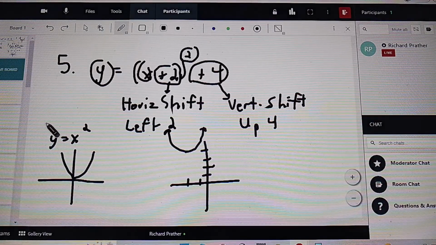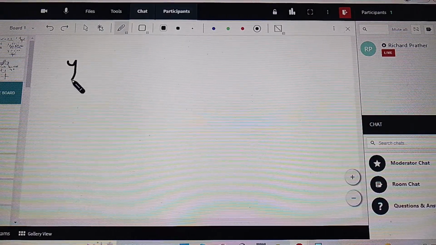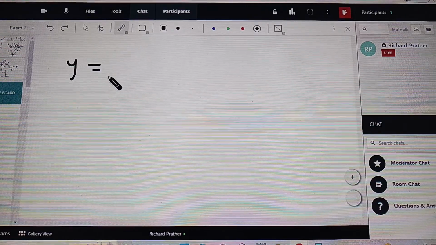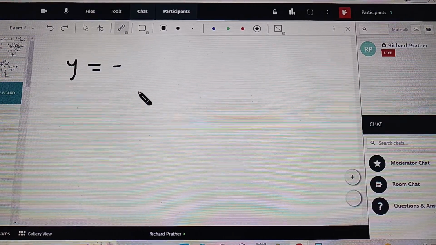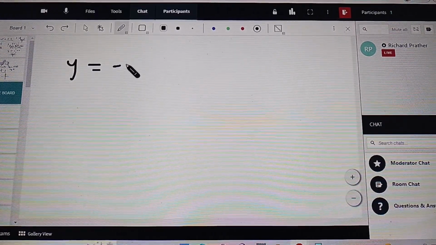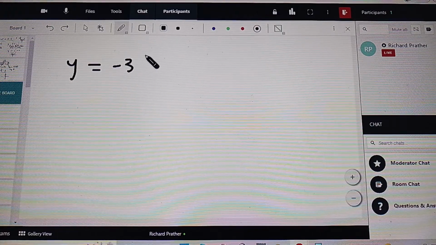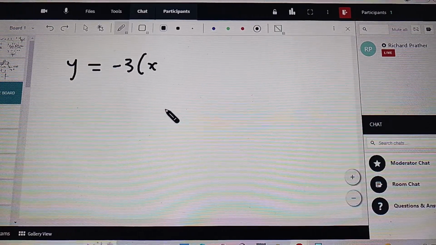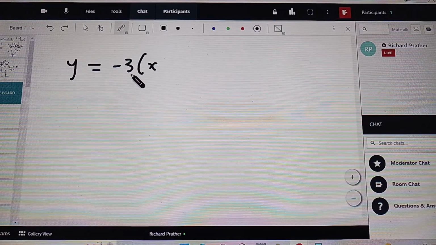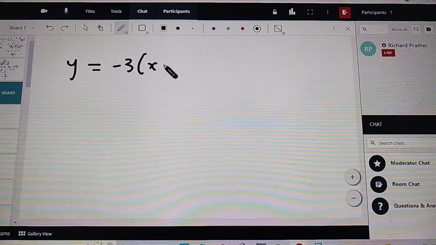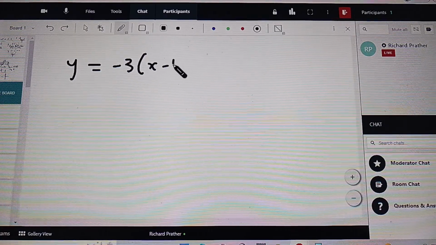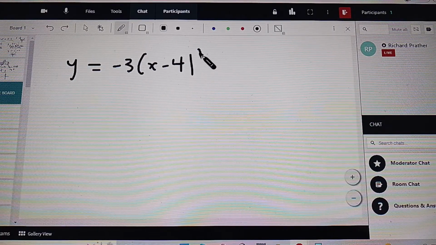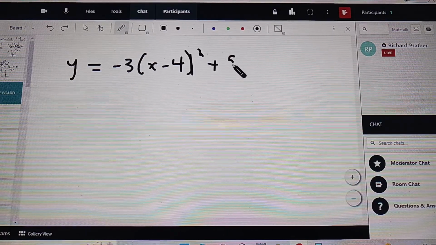And then, see, you probably won't get one this complicated, but you could literally have everything going on at once. There could be a negative that reflects it upside down. There could be, say, a 3 that's multiplied. So that would be a vertical stretching since it's outside the parenthesis, and then you do it like it looks. Then you could have, say, an x minus 4 squared. And then, say, a +5.